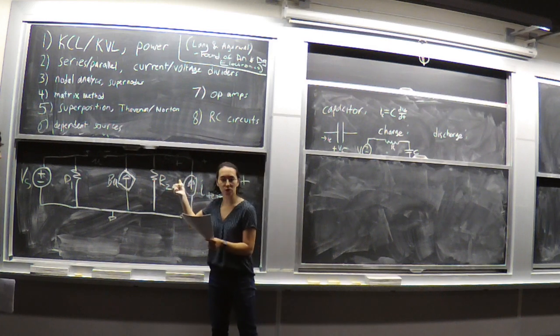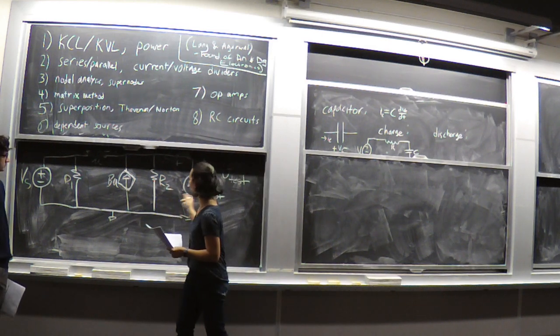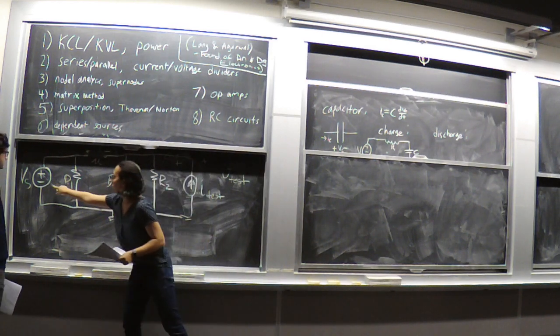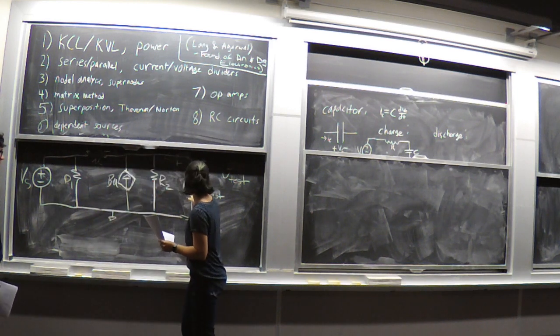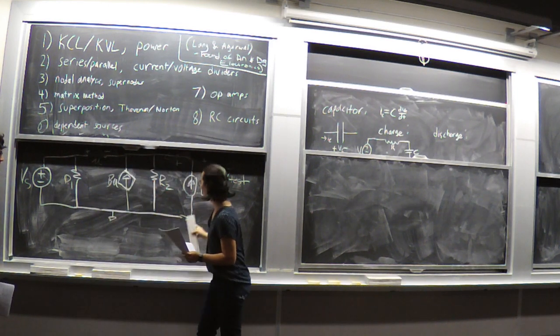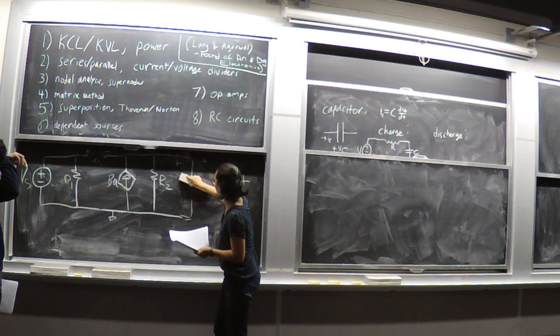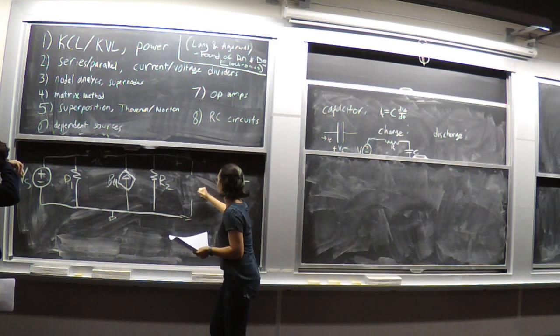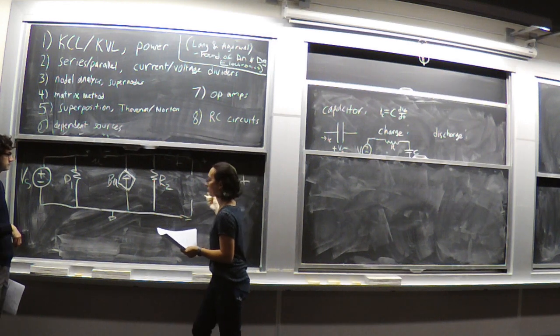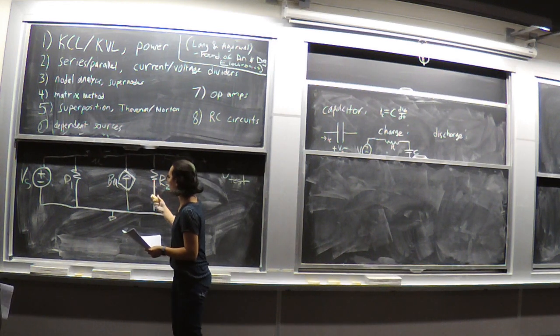So let's say the first source we leave on is this voltage source over here, and so we'll turn off I test. What happens when we turn off I test? We get an open.